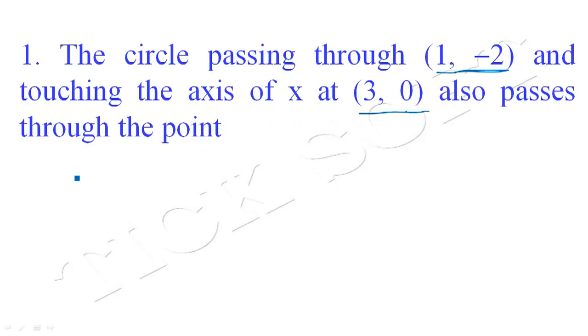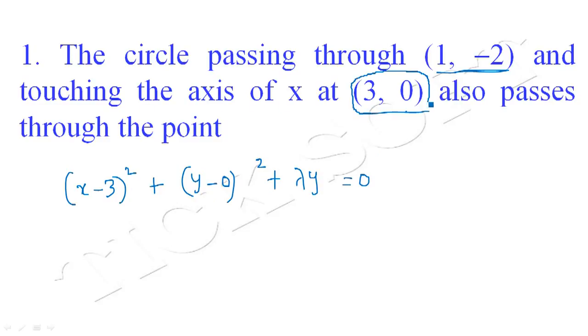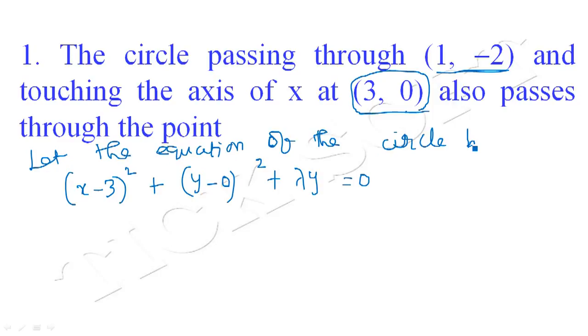So now let us take the equation of the circle to be (x - 3)^2 + (y - 0)^2 + lambda y = 0, because the circle touches the axis of x at the point (3, 0). Here the x coordinate is 3, so we have (x - 3) whole square, plus, since the y coordinate is 0, (y - 0) whole square plus some constant lambda into y equal to 0. And now we know that the circle is also passing through the point (1, -2).